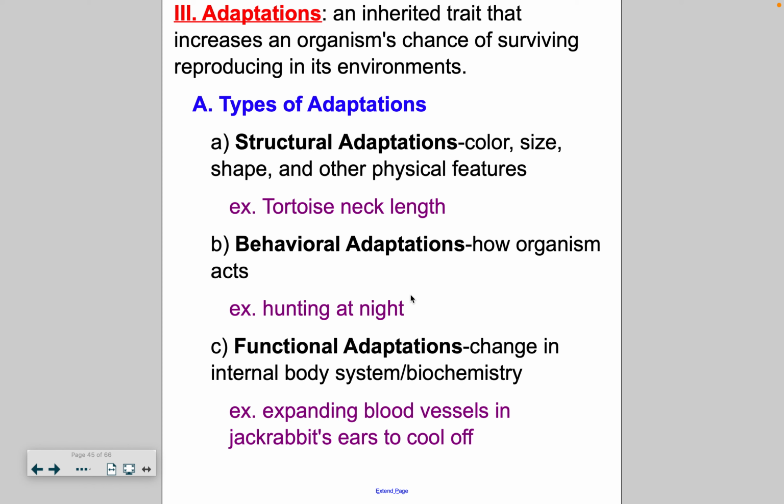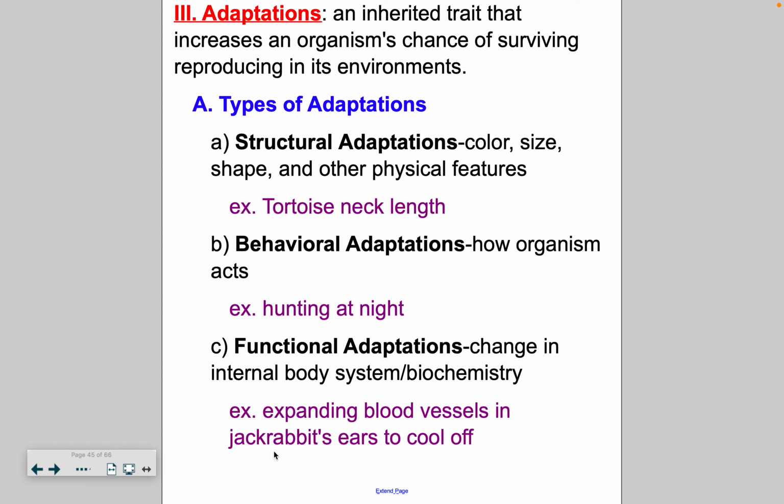The third type of adaptation is called functional adaptations, and this one's harder to pick out. I feel like it's a change in internal body systems, so inside the organism, and/or its biochemistry. Your book talks about jackrabbits and how their large ears allow blood vessels in the ears to help the jackrabbit cool off. As the blood is traveling through the blood vessels in those ears, which are a very thin membrane, it helps the jackrabbit cool off faster in hot conditions.